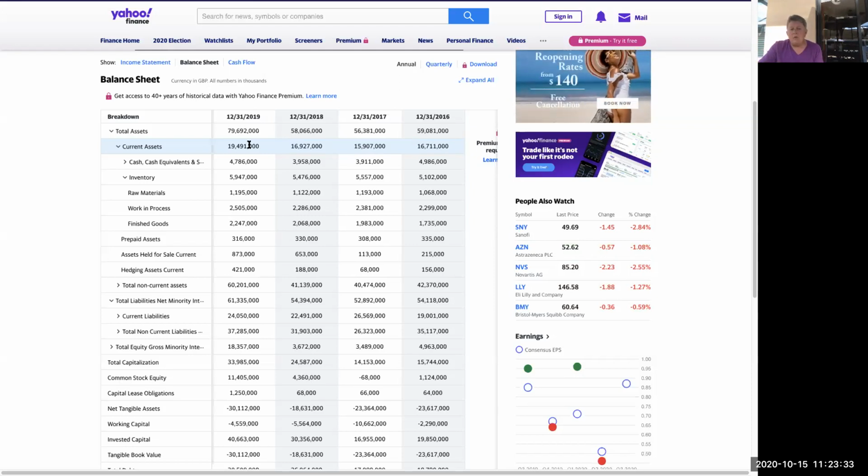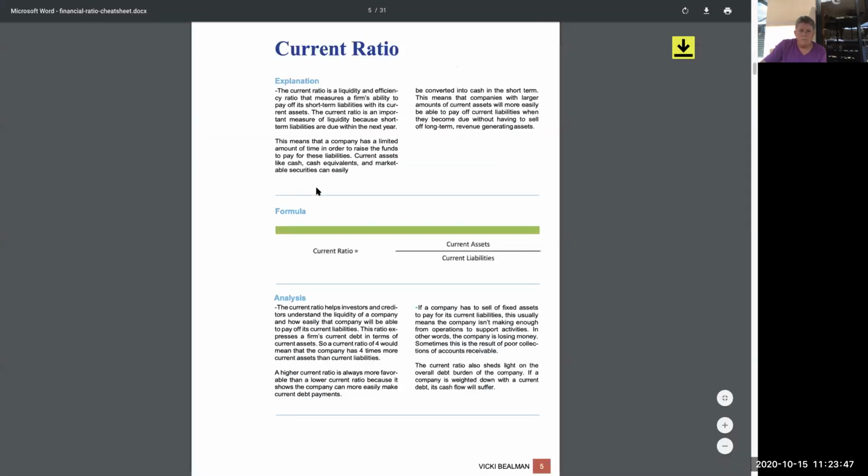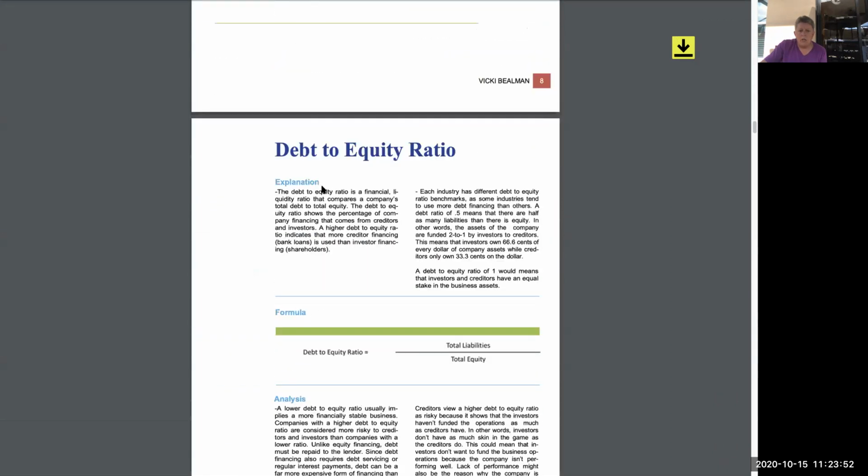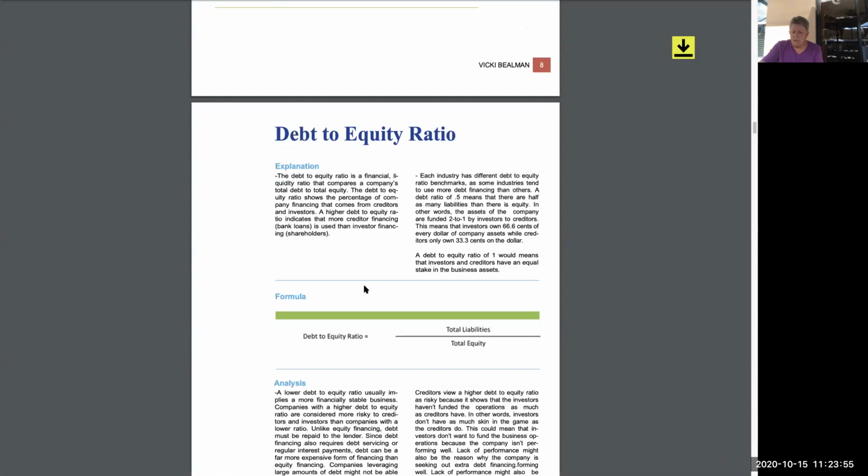Now, debt to equity is also something that if you go to buy a house, your debt to income or debt to equity can't be any more than a certain percentage, usually 38%. So we have that for a company as well. Debt to equity ratio, total liabilities divided by total equity. And total liabilities was 61,335. And total equity was 11,405,000. Okay, now what's that mean?